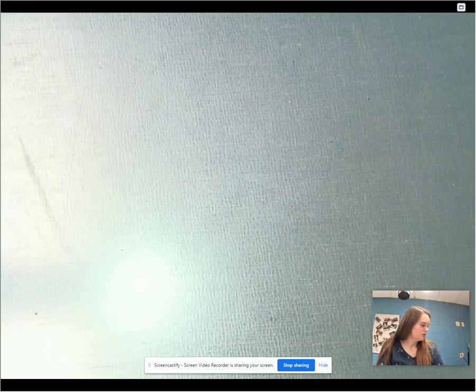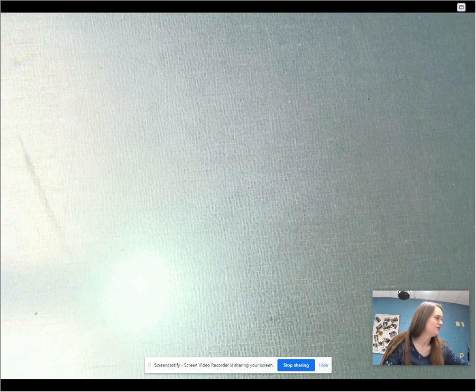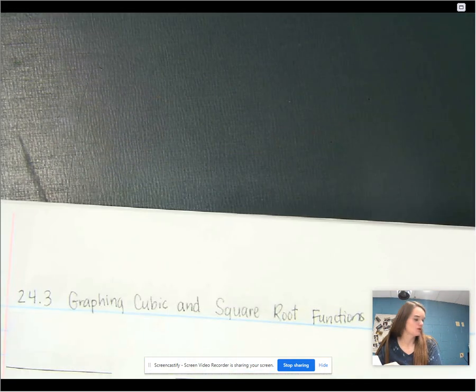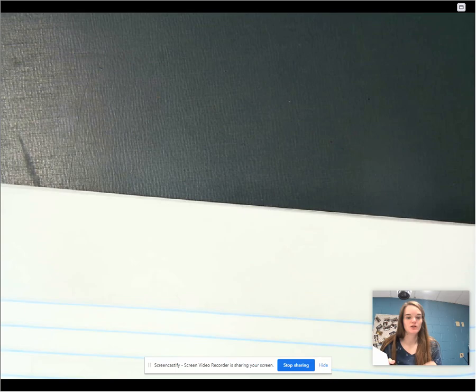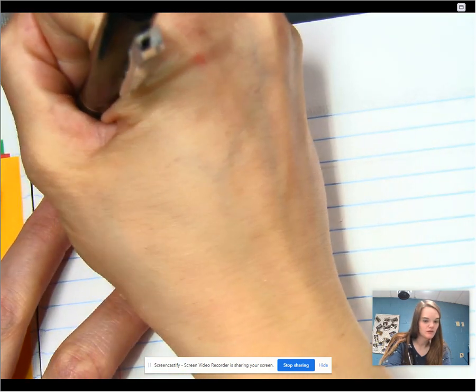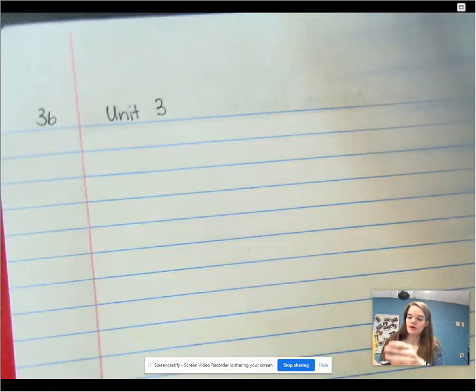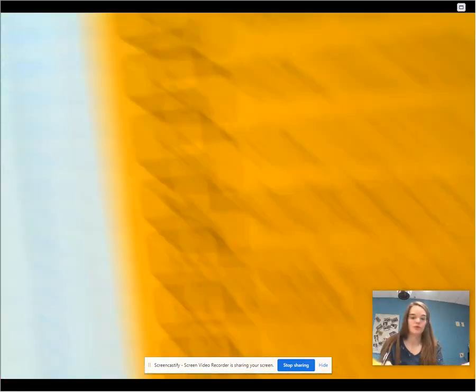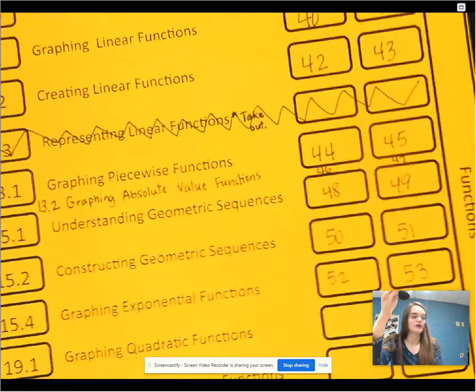All right, guys, go ahead and open your notebook to page 60. We're going to go ahead and label that page, and you'll be writing on that page in case you don't have the foldable. Page 60 is 24.1 transforming functions.